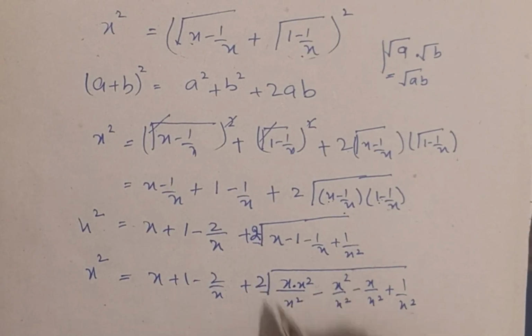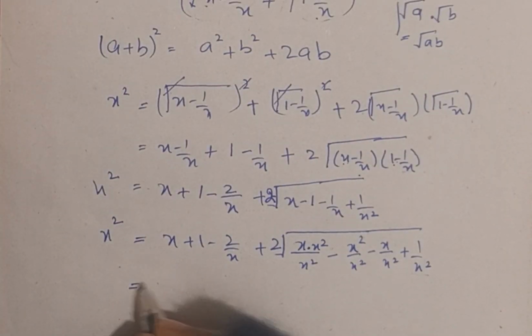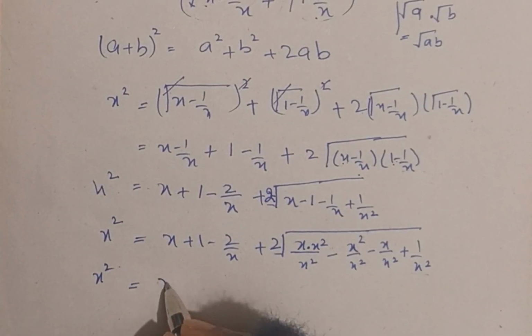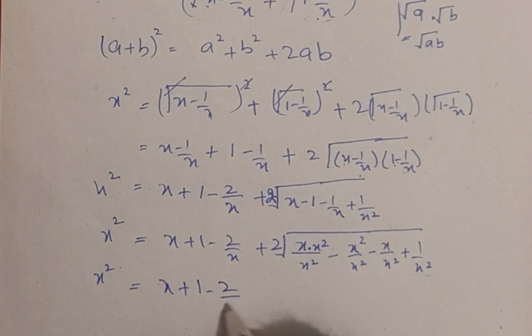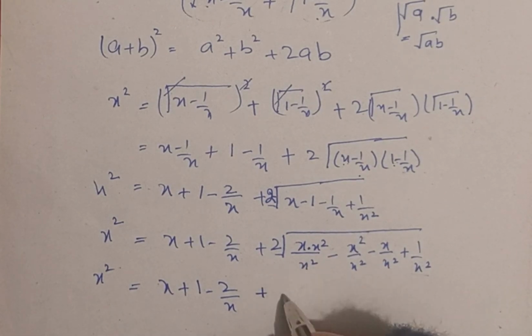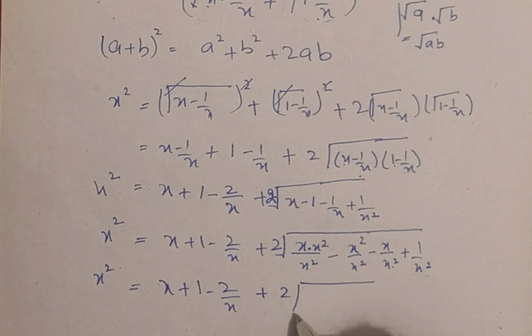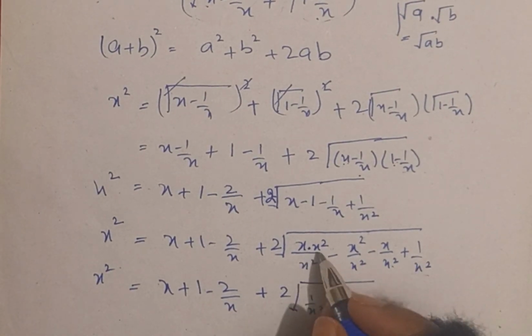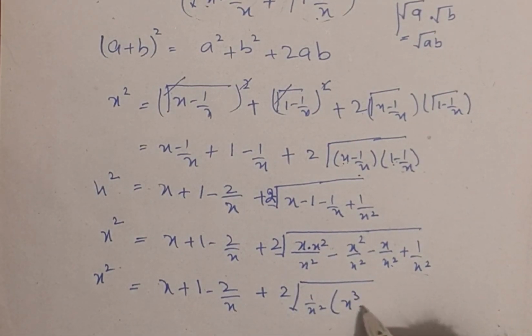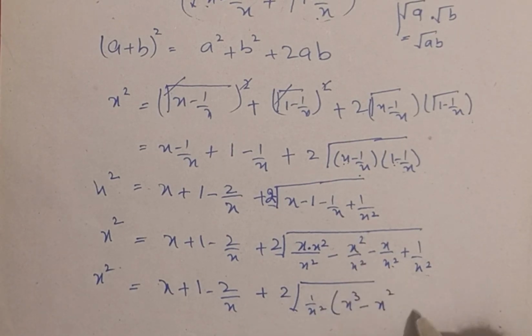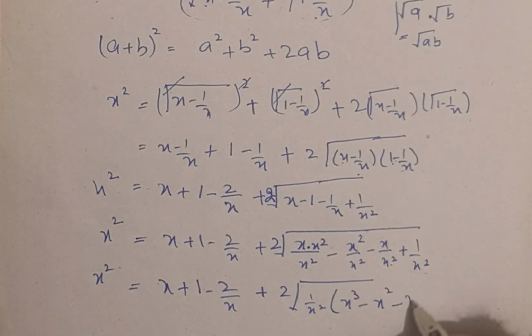Here is a 2. Now in the next step, this is x squared and the right hand side is x plus 1 minus 2 over x plus 2, and we can write this value as 1 over x squared because it is involved in all the terms. So the remaining values will be x cubed minus x squared minus x, and the last value is plus 1.